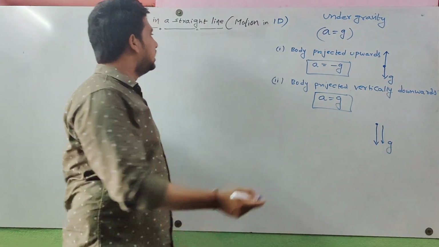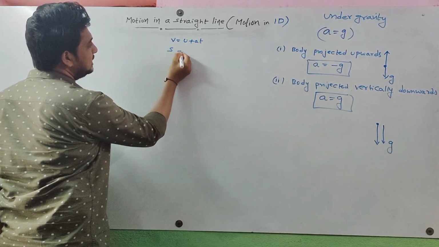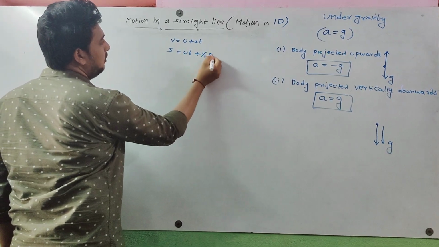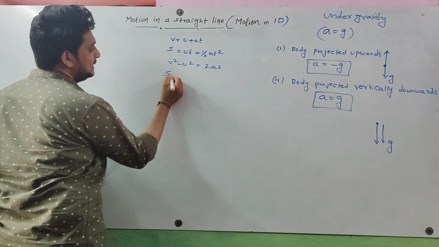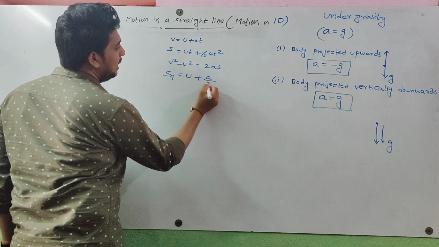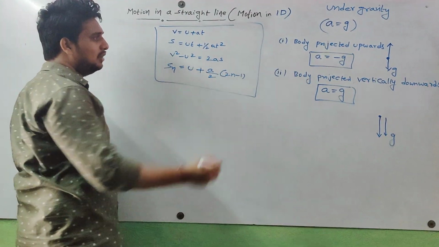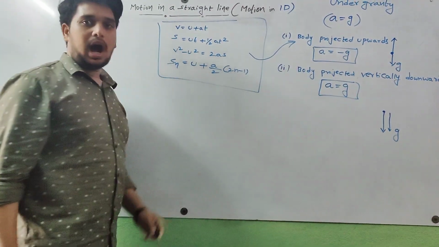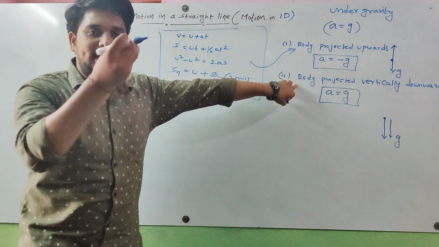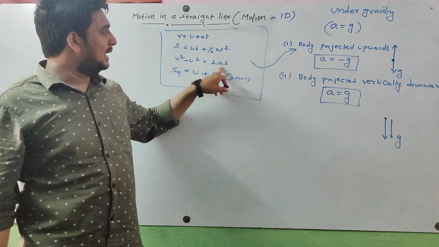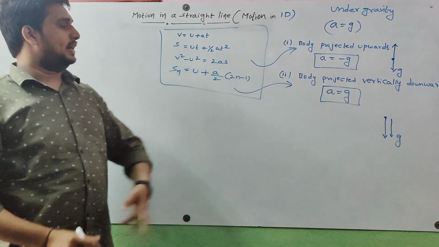That means whether we have the four equations, v is equal to u plus at, s is equal to ut plus half at square, v square minus u square is equal to 2as, Sn is equal to u plus a by 2 into 2n minus 1. For these four equations, when the body is projected upwards, we consider a is equal to minus g. For a body projected vertically downwards, replace a with g. These two. Okay, so I already discussed the first one.